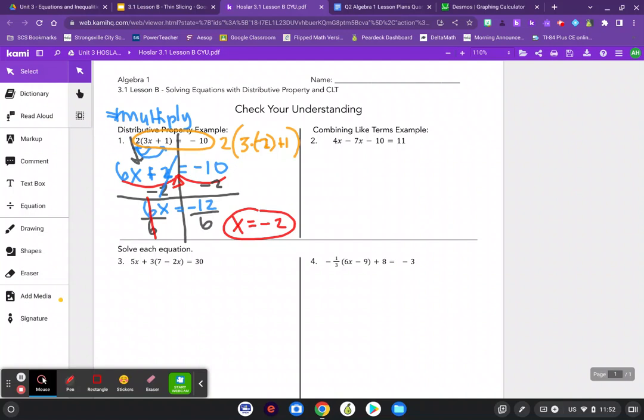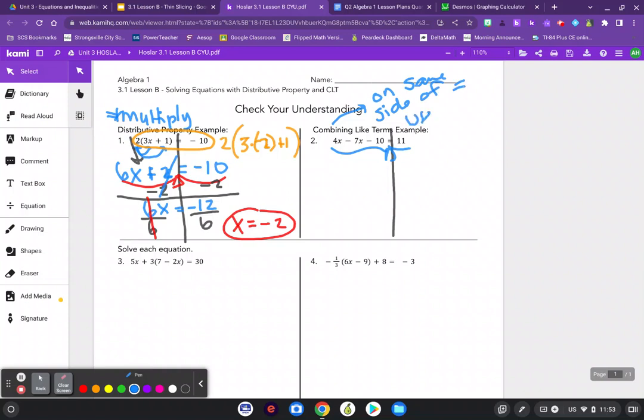The other thing we have to deal with is this idea of combining like terms. And when we talk about combining like terms, we have to be super careful, right? Because again, I have this balance that I have to maintain. So when I combine like terms, I'm combining like terms on the same side of the balance scale. So combining like terms, we only work on the same side of that equal bar.